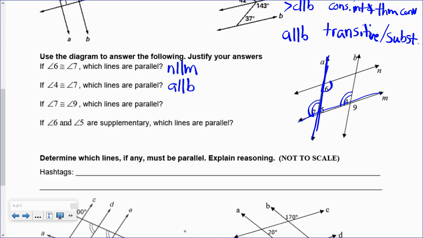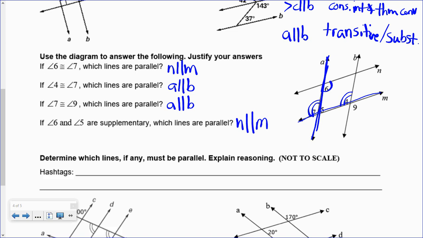Alright, what about if you guys are looking at 7 and 9? What transversal are 7 and 9 on? M. So what two lines does M cross? A and B. So those are the parallel ones. What about 6 and 5? What transversal is 6 and 5 resting on? A. What two lines does A cross? N and M. So those are the parallel ones. So those are pretty simple questions. You guys need to figure out what the transversal is. Whatever two lines are crossing with the transversal, those are the parallel ones.